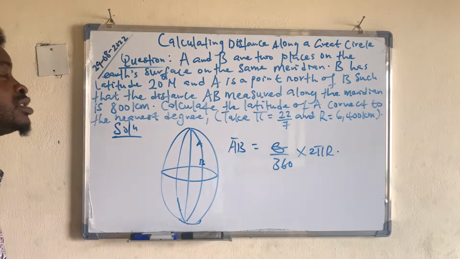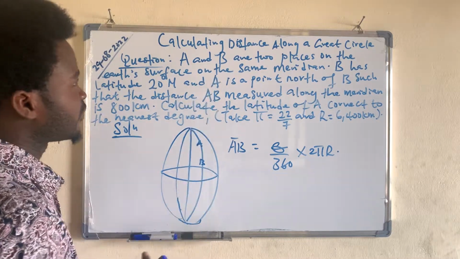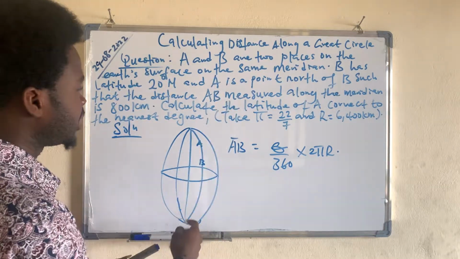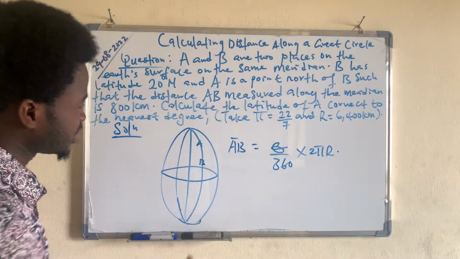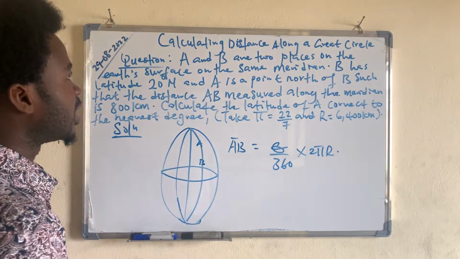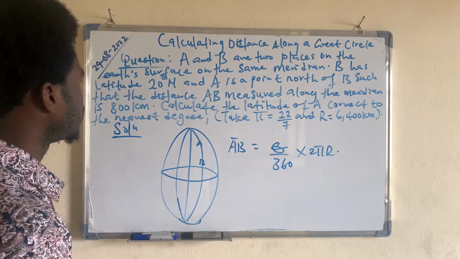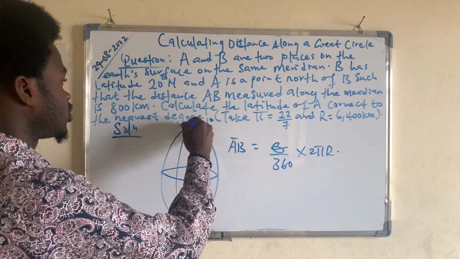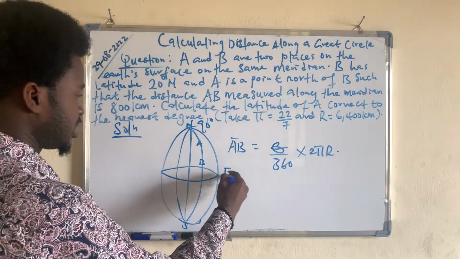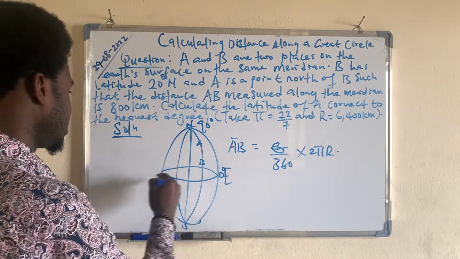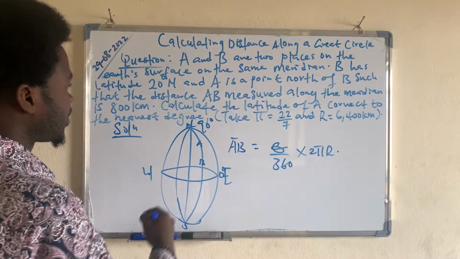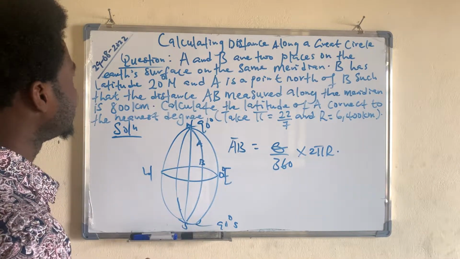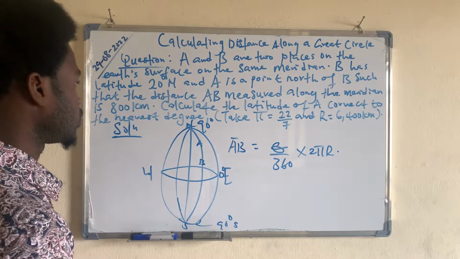Okay, going back to this question, we have to find the distance between A and B, two places on the Earth's surface on the same meridian. Just like this, they are on the same meridian. B has latitude 20 degrees north. We know that this edge here is north, this is south, this is east, this is 0 degrees, this is west. Here is 90 degrees south. So we are told that B has latitude 20 degrees north.